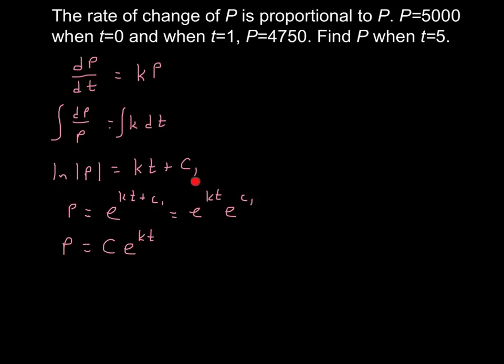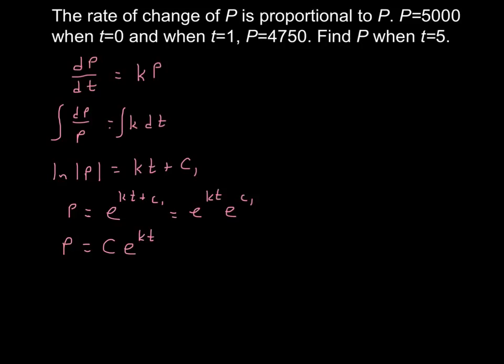And then solving that, again, I undo the natural log by taking everything raised as the exponent on e. So I get p equals e to the kt plus c1, which is very similar to what we did in the last example. I know e to the kt plus c1 is e to the kt times e to the c1, or p equals c e to the kt power. So this right now is our general solution.